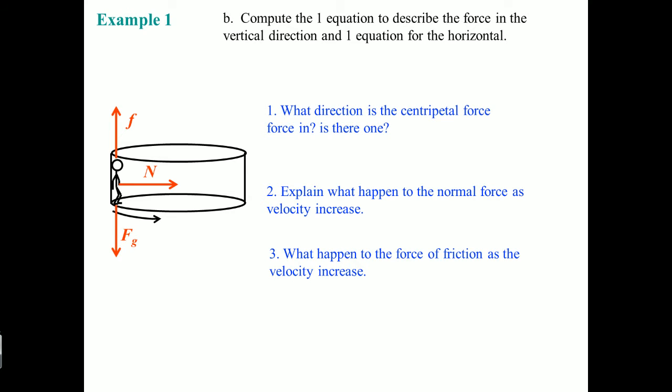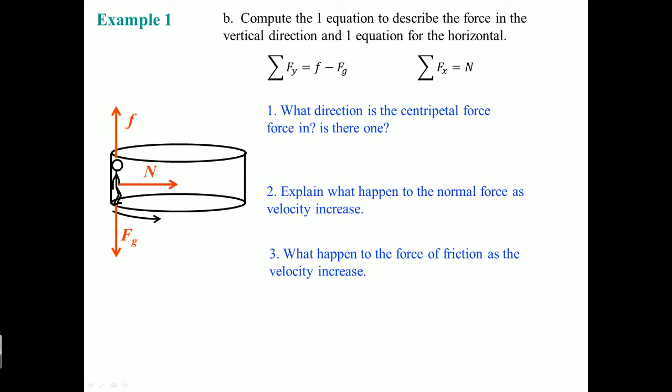Part B. You're going to write one equation to describe the forces in the vertical direction and one equation to describe them in the horizontal direction. The summation of the forces in the y direction is friction minus Fg, because I'm taking down to be negative. And the summation of the forces in the x direction, which is the horizontal direction, is just the normal force.